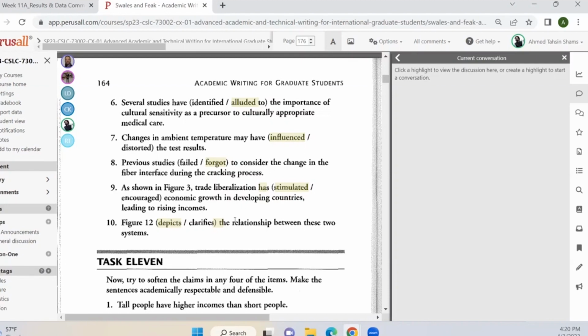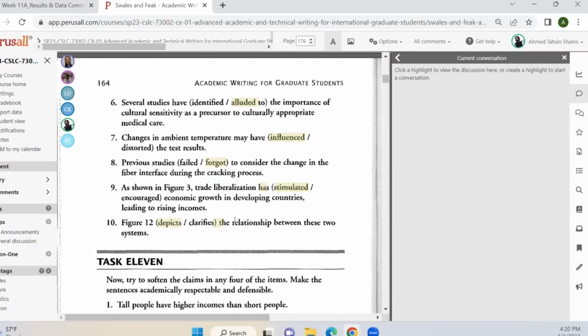Stimulated is not hedging. Stimulated would be boosting. You can reuse it, but here we have to choose the weaker one. Encouraged would be a softer claim. Stimulated would be a stronger claim, because it's stimulated based on fact, so it can be strong.